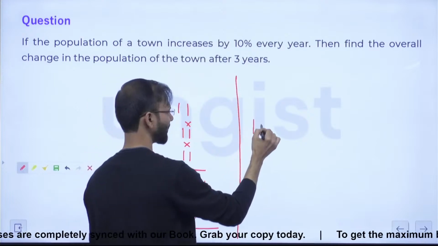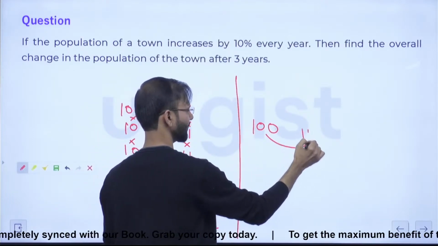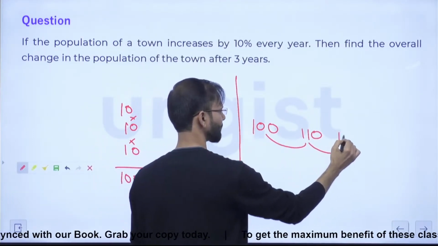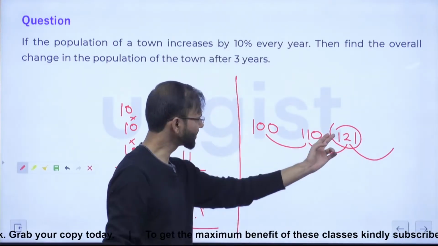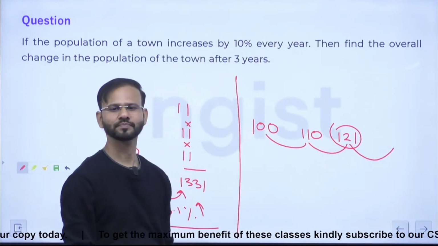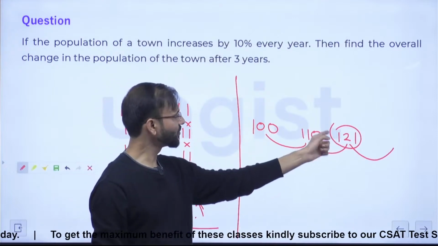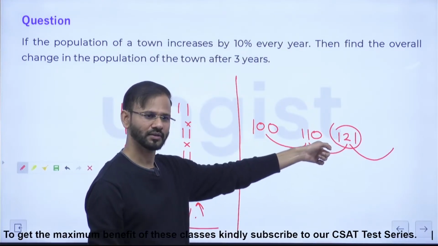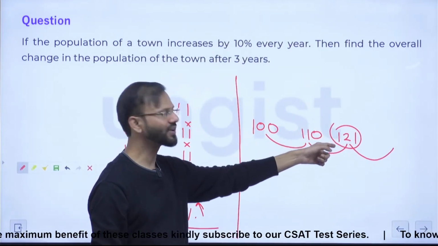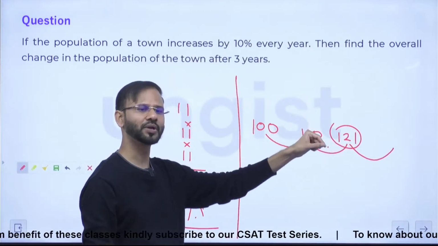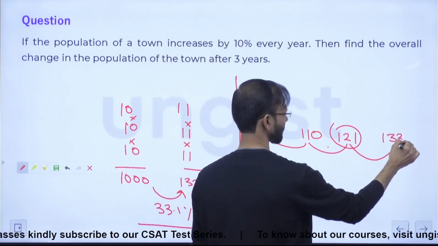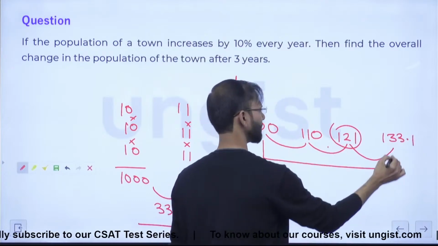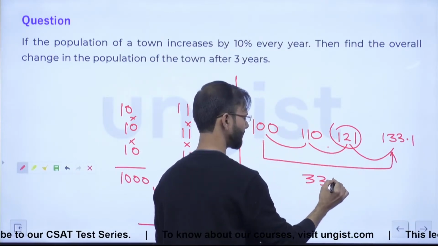इधर देखिए 100 becomes 110. 110 becomes 121. And then, till here we have already solved. So we just have to increase this value by 10%. So 10% of this will be 12.1. 12.1 will be added to this value. This will give you 133.1. Right? So overall increment is what? 33.1%.